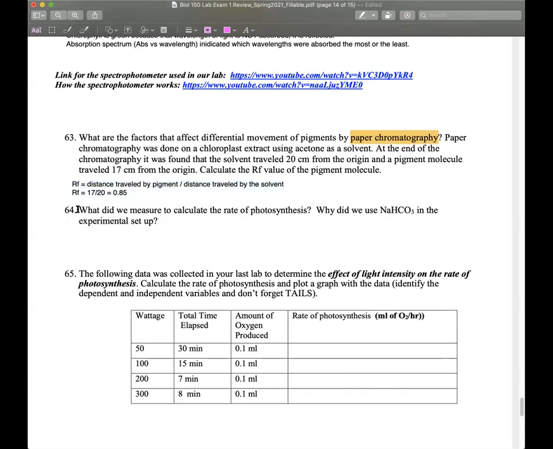All right, the first of those three experiments in the photosynthesis lab exercise, you're measuring the rate of photosynthesis. How do we calculate the rate?